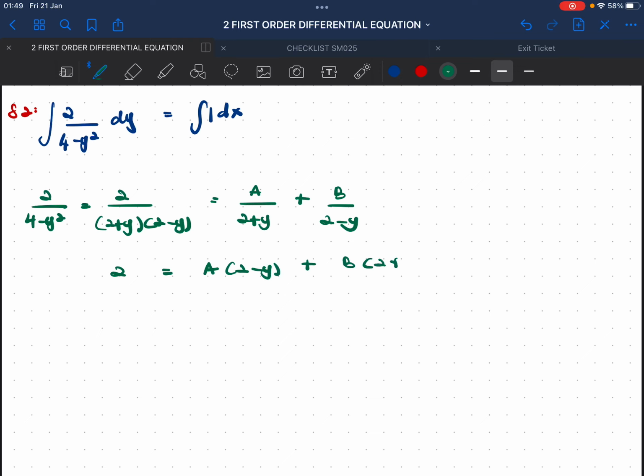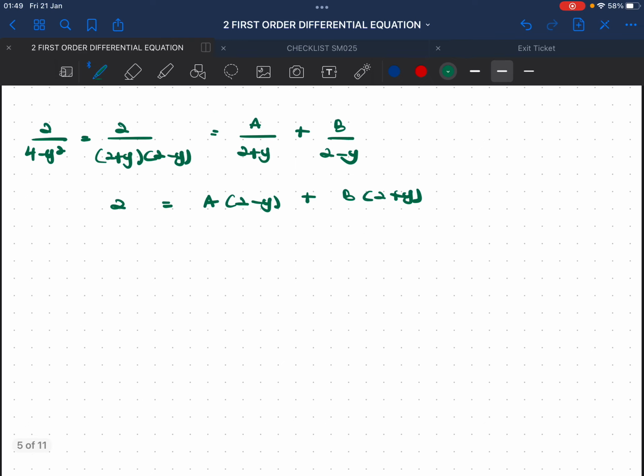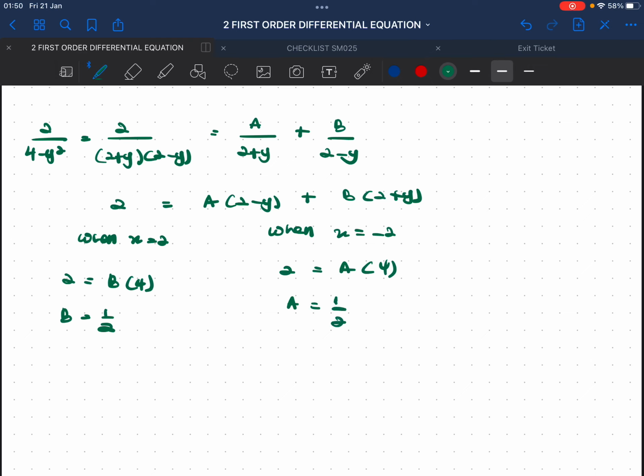Sini saya buat laju lah supaya, I think most of you guys know how to do this one here. See, when x equals to 2, when x equals to negative 2. So here you have 2 equals to a. Sorry, here is b. 4. So we have b is equals to 1 over 2. And here 2 equals to a negative 4. Sorry, 4 here. So this is 4. So we still have a as 1 over 2. Okay, so we have the answer for our a and our b.